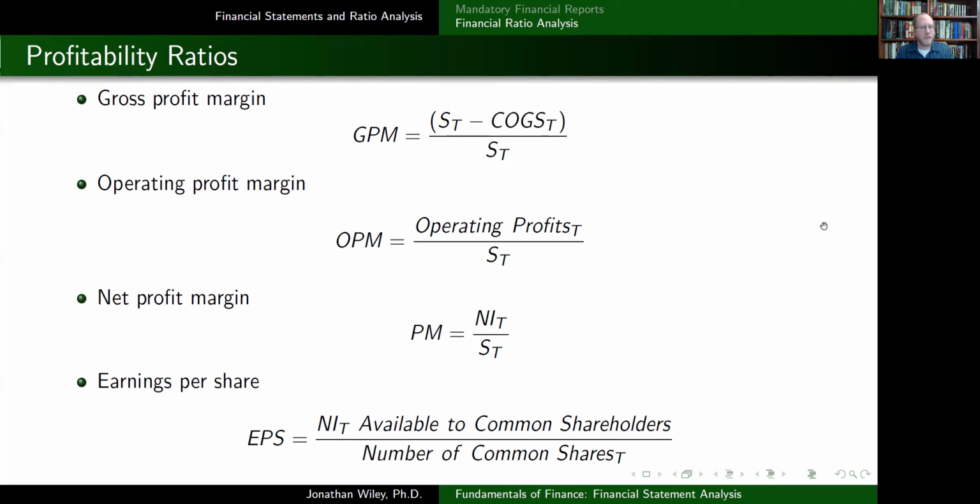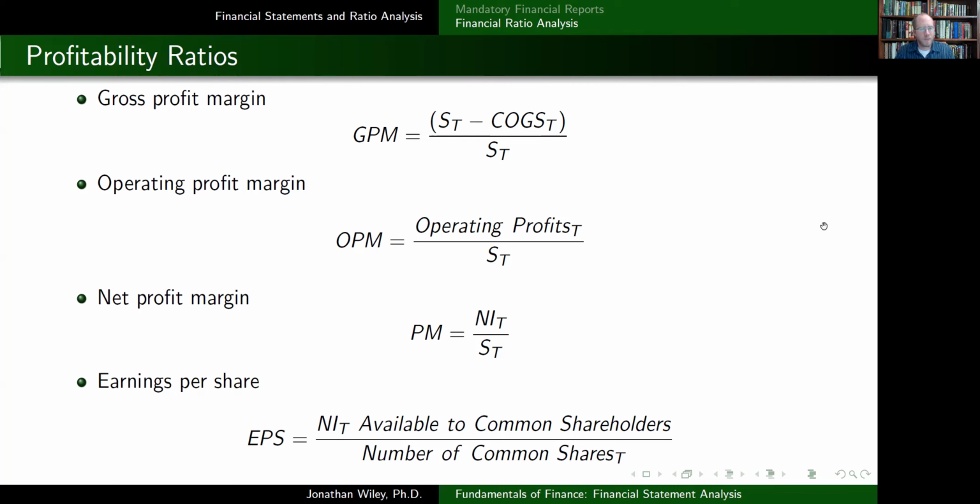So let's say we had $10 million of sales, and we had $3 million of cost of goods sold. So 10 million minus 3 million is 7 million. 7 million divided by 10 million is 70%. So we would have a gross profit margin of 0.7 or 70%. Okay. Generally speaking, we like higher as opposed to lower for that.